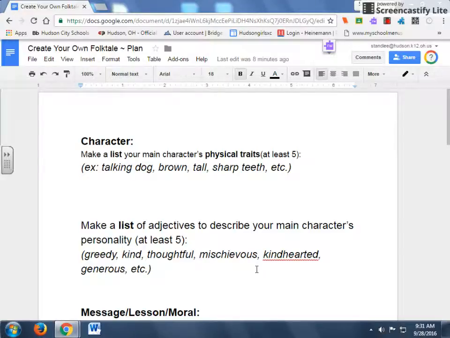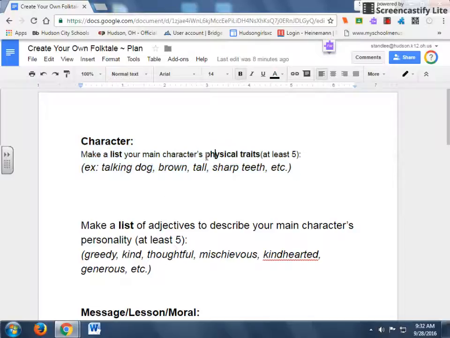Is it a dog? Is it a cat? Is it a coyote? Is it a raven? Is it a turtle? Is it a rabbit? You could even base some of your thinking on some of the stories that you've read. So the first thing that you'll need to do is to see what kind of character that you'll need.